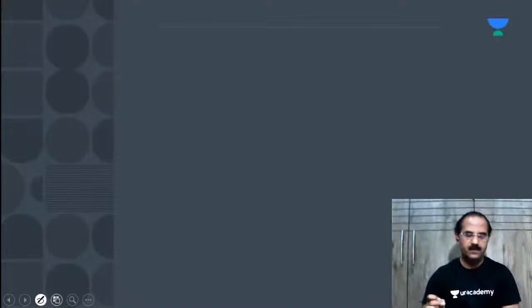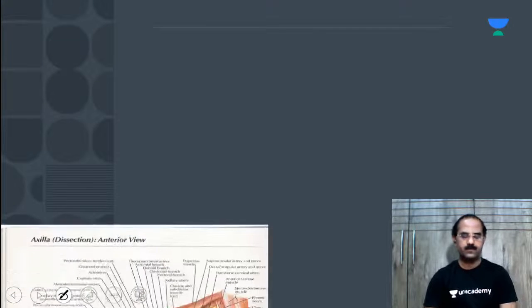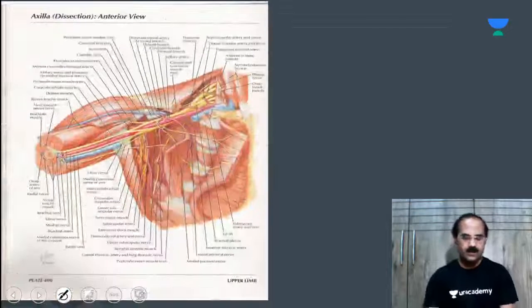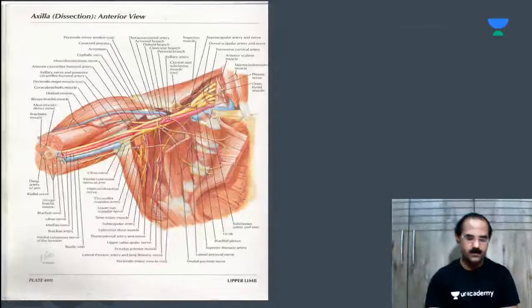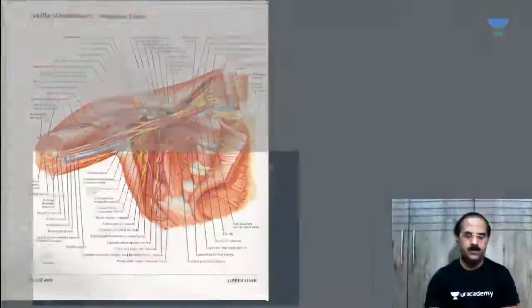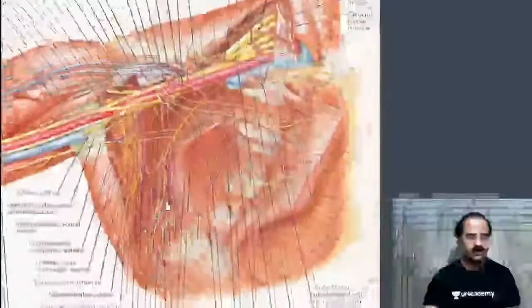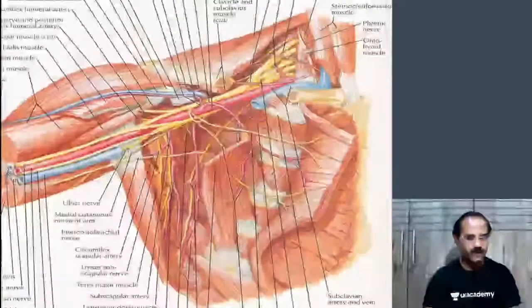Just see this slide, it will be very clear to you. This is a very good slide. So the entire concept of axilla will be clear to you. Yes, prevertebral sheath.